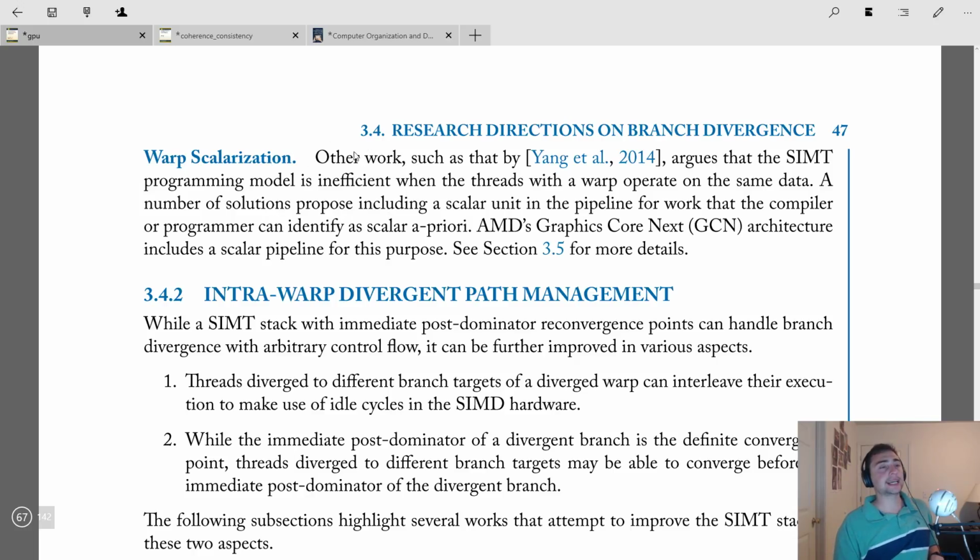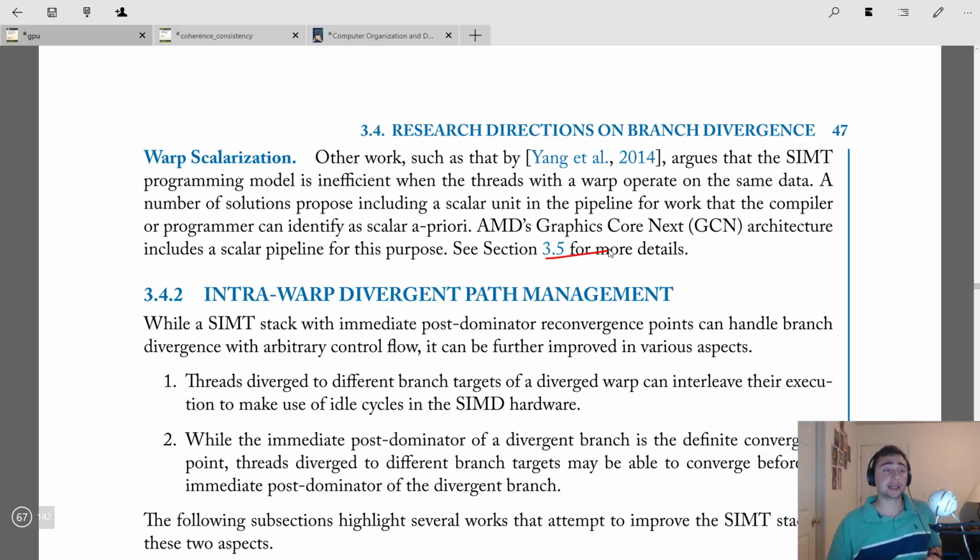Right, and so the last thing kind of in this line of work that we'll discuss is warp scalarization. Right, so other work such as this work from 2014 argues that the SIMD programming model is inefficient when the threads within a warp operate on the same data. So a number of solutions proposed, including a scalar unit in the pipeline for work that the compiler or programmer can identify as scalar a priori. So that just means we can determine this is going to happen ahead of time, right? And so AMD's GCN architecture includes a scalar pipeline for this purpose, right? So, section 3.5 discusses this in more detail.